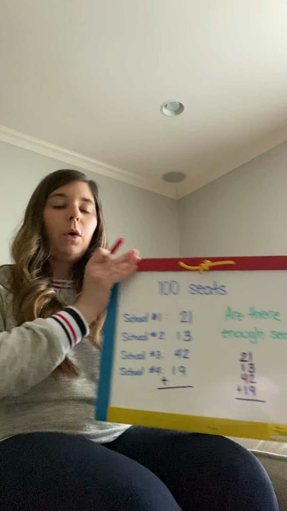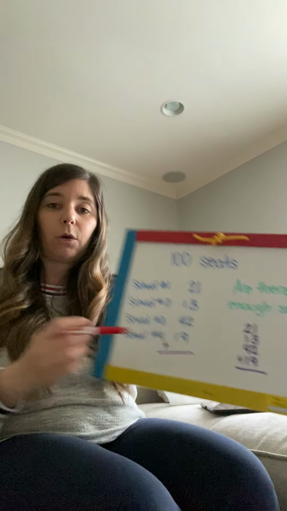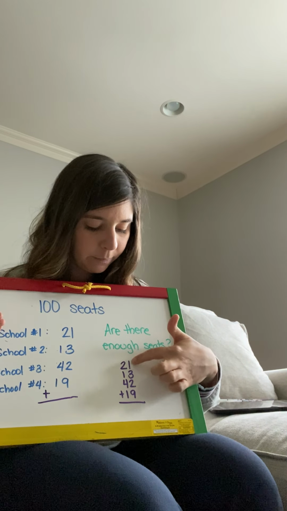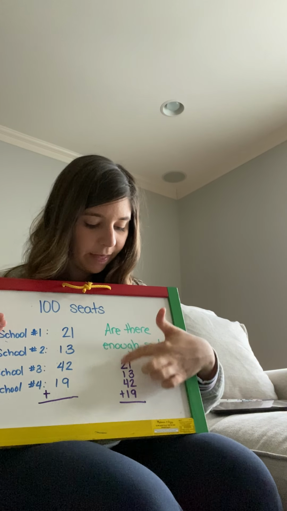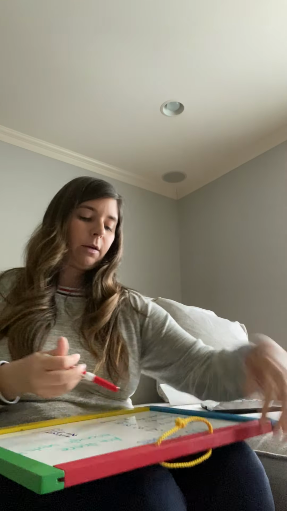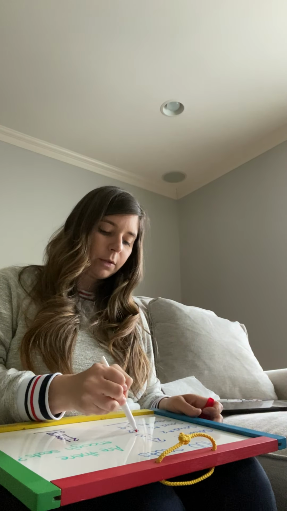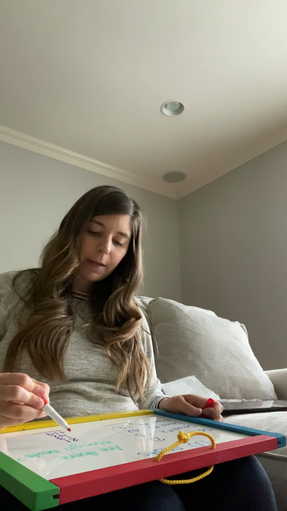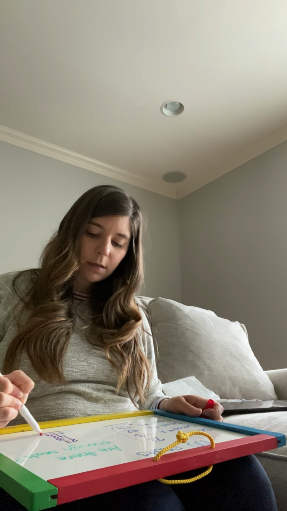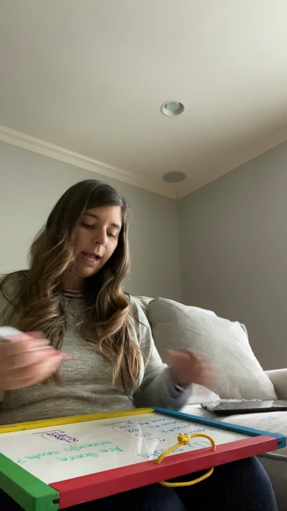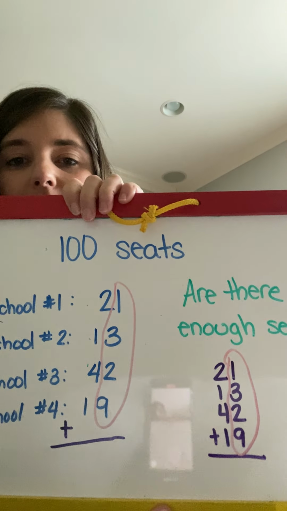And now we have to break it down. We're going to add up the ones column first and then the tens column. So I'm going to circle that, okay? I'm going to circle in both sections here. There's my ones column and there's my tens column. Okay, can you see it?